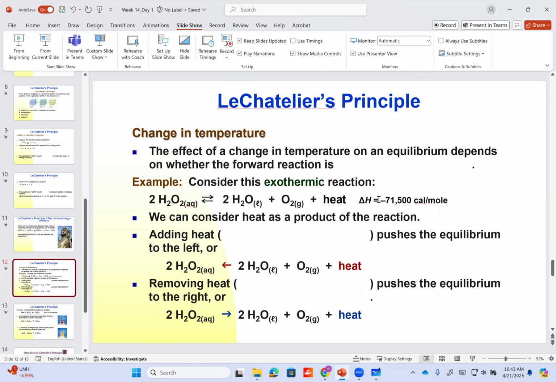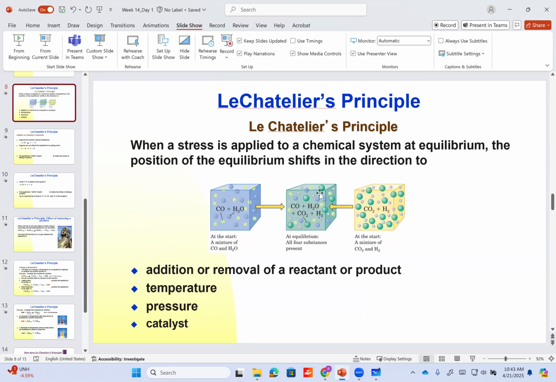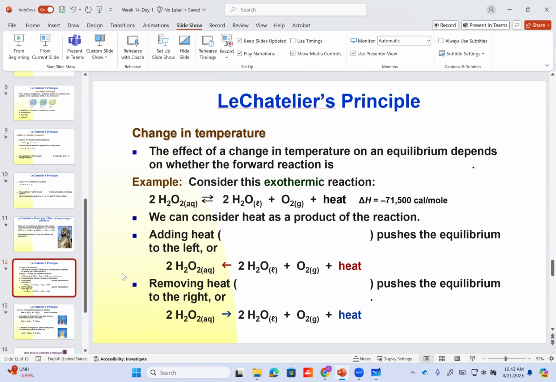How do I know it's exothermic? First thing, my delta H is a negative value. And the other way to think about this is, whenever you have heat written on the product side, I know that it's an exothermic reaction. So now if I add more heat, or if I increase the temperature, and if this is confusing, think about this as we are in the middle box. All I'm trying to do is heat this middle box up. That's what I mean by adding heat.